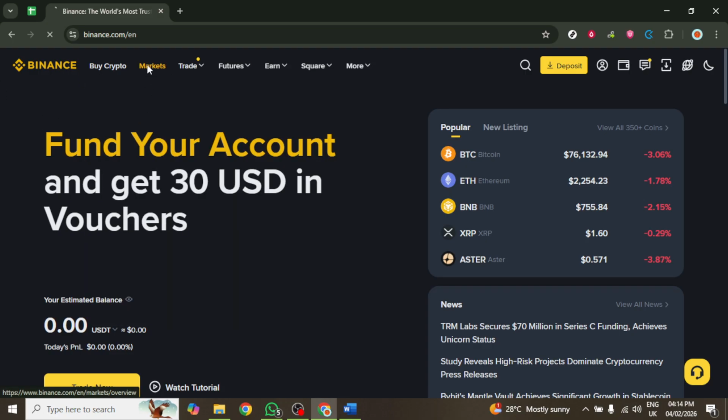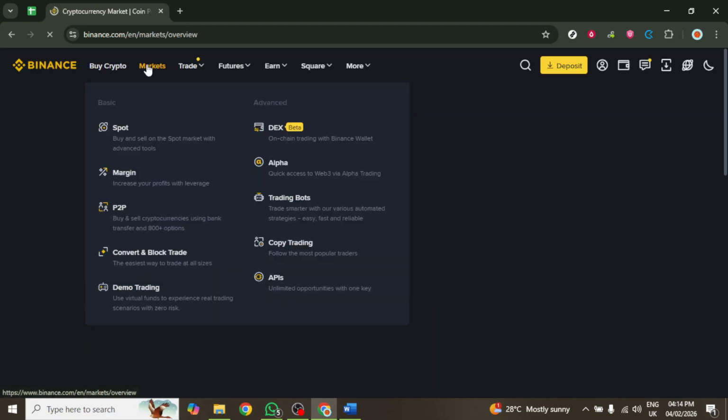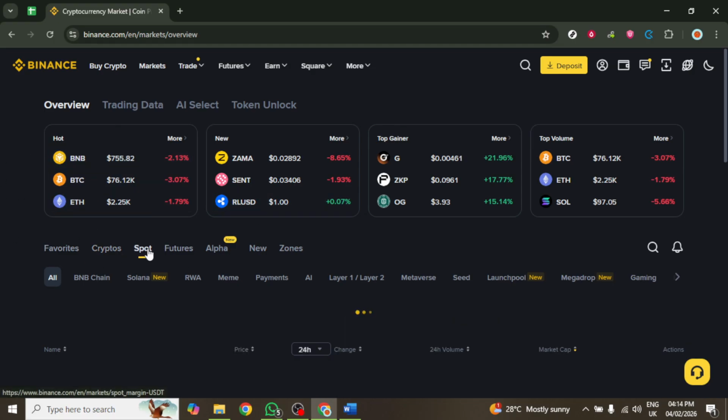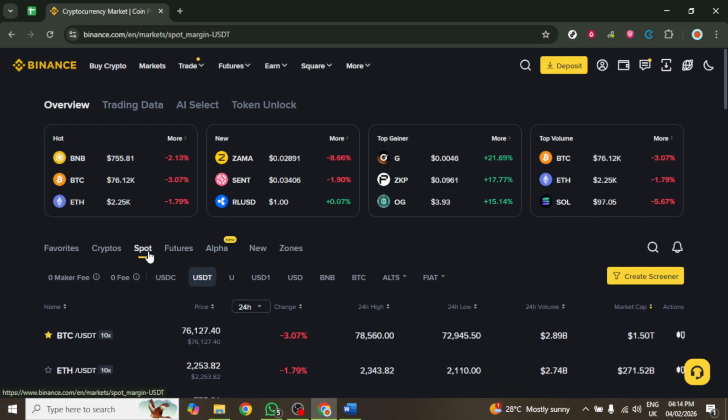If you are not already signed in, enter your credentials to access your account. Once logged in, locate the P2P section, which can typically be found in the main menu. This area is specifically designed for peer-to-peer trading, allowing you to buy and sell cryptocurrencies directly with other users.